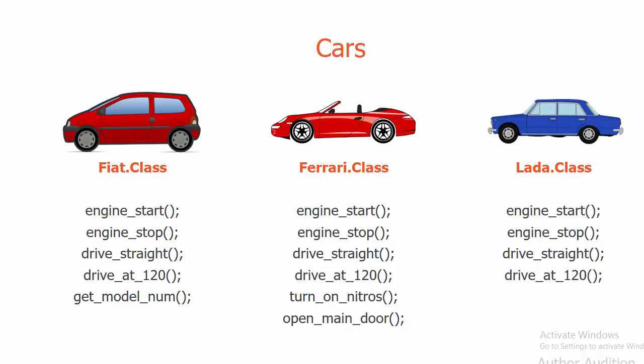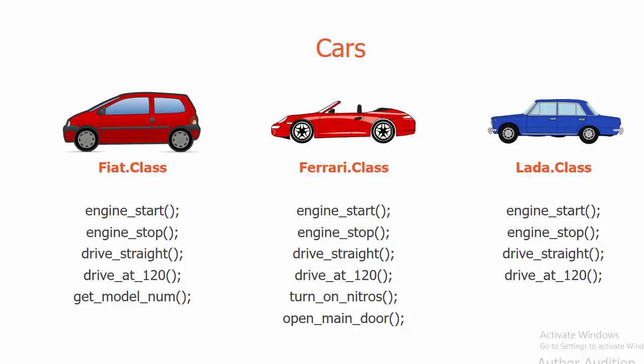So what you notice here is that there is a method called engine start, which exists in the three classes, Fiat and Ferrari and Lada. And so do engine stop, drive straight, and drive at 120.